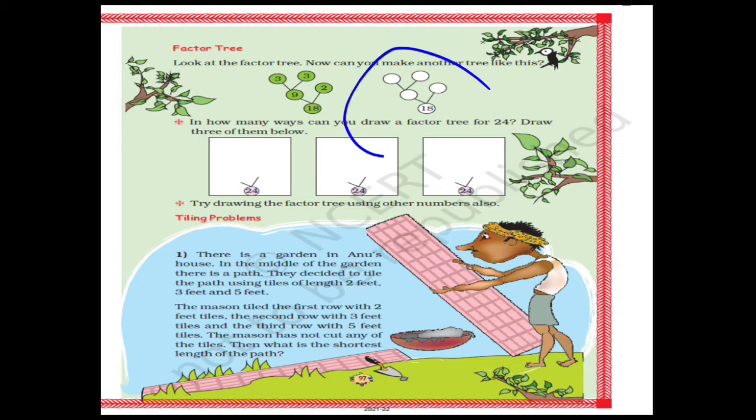Let's try in this tree. So 18 is already written. So we know that 2 9s are 18.